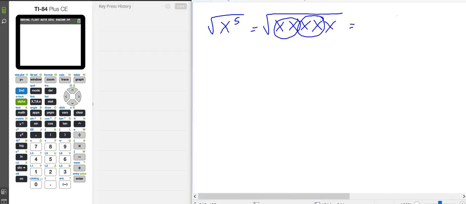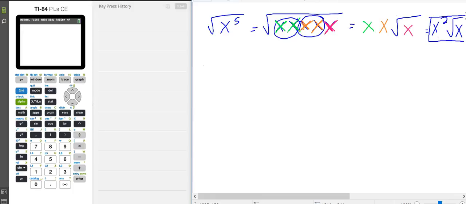We take out one from each set of the doubles, so we have double greens, we have double oranges, and we only have a single pink. So we're going to take out a green, we're going to take out an orange, and we're going to leave a pink inside. The x is on the outside. We can multiply x times x. The green x times the orange x becomes x squared, and we leave the pink x inside. So the square root of x to the fifth is equal to, in simplest radical form, x squared square root of x.